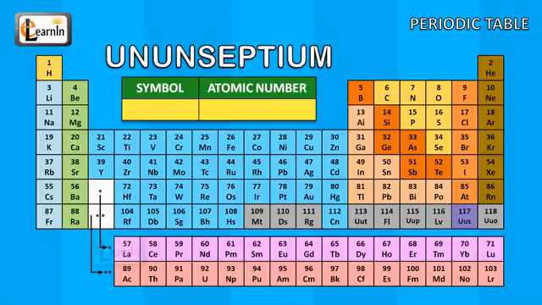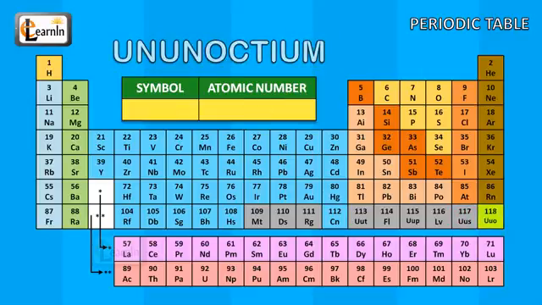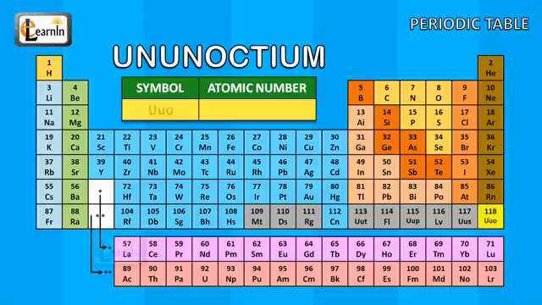The element ununseptium is represented as UUS and has an atomic number of 117. The element ununoctium is represented as UUO and has an atomic number of 118.